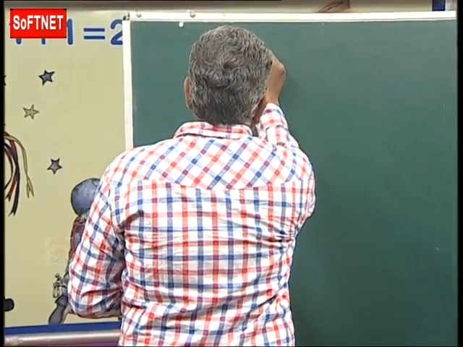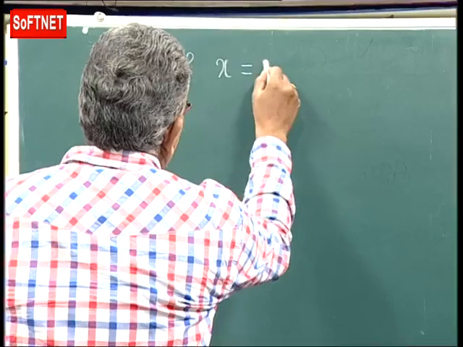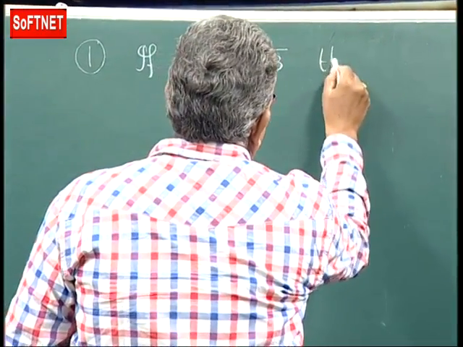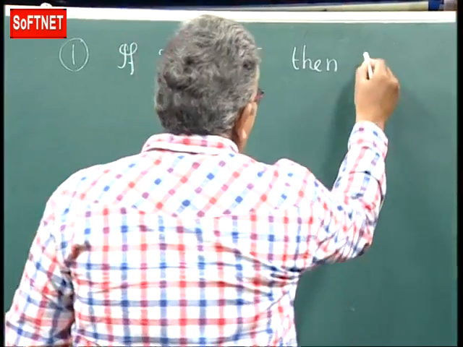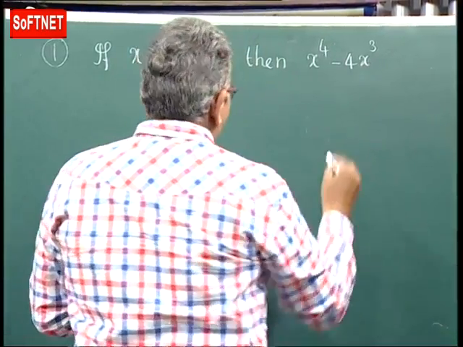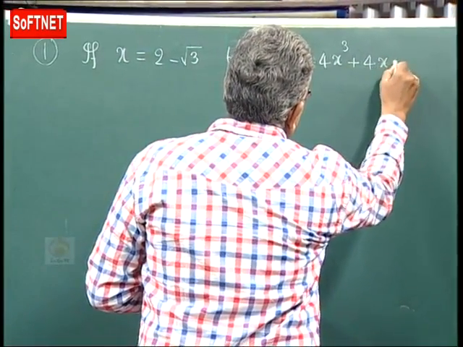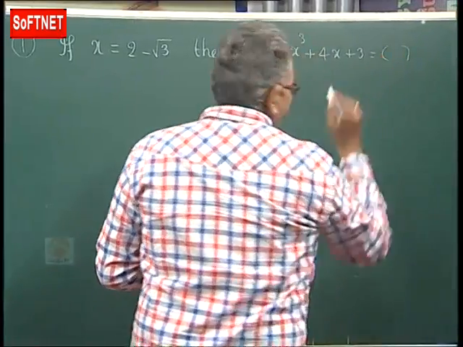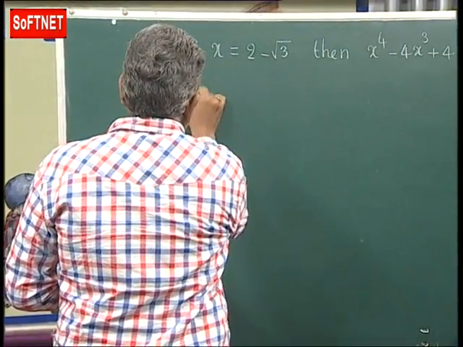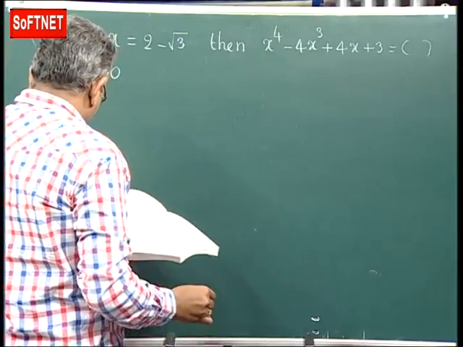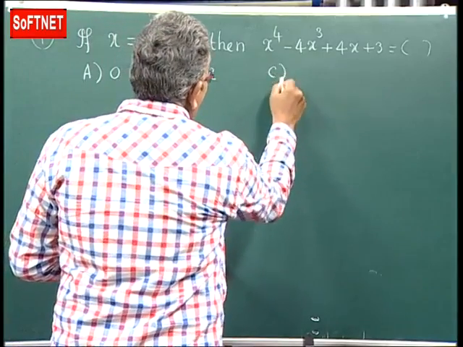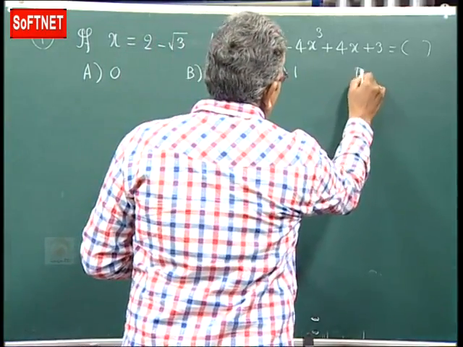If x is equal to 2 minus root 3, then x to the power of 4 minus 4x cube plus 4x plus 3 equals to: A) 0, B) 2, C) 1, D) 4.